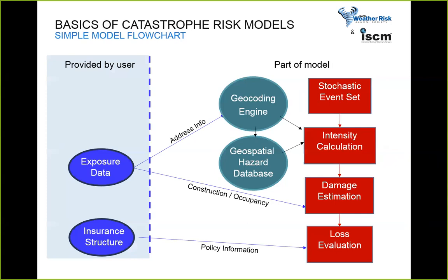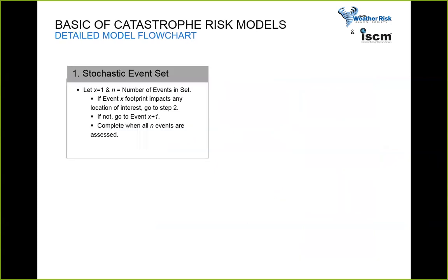So this is a very simple view of how these models work. Let me give you a slightly more advanced one. You can think of these models as they go through the event sets almost as a very large do loop, if you remember your coding. So we can start with step one, the stochastic event set. We can say let x equals 1 and n is the number of events in the event set. So let's assume for this case n is equal to 1,000 events.